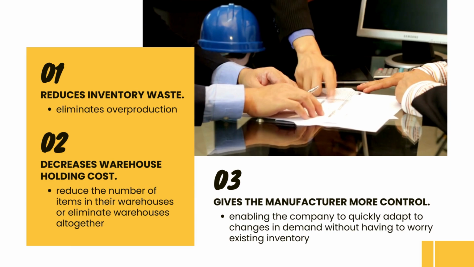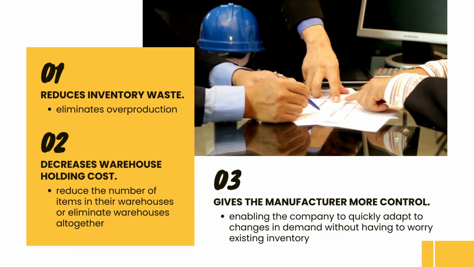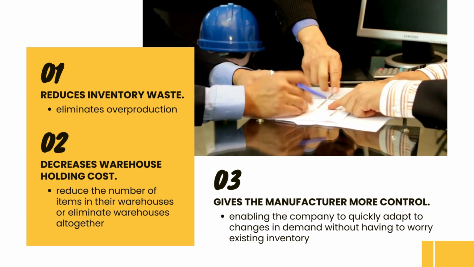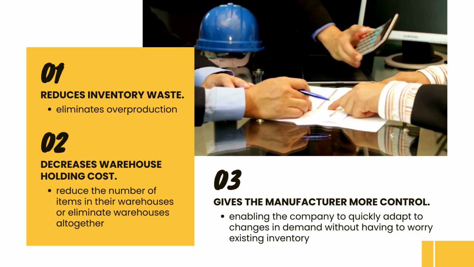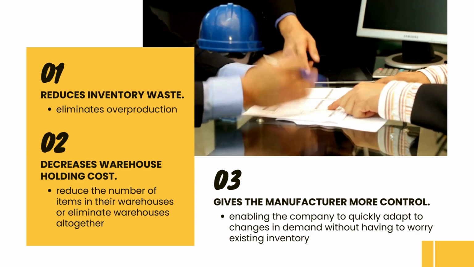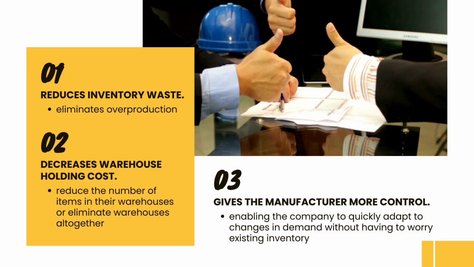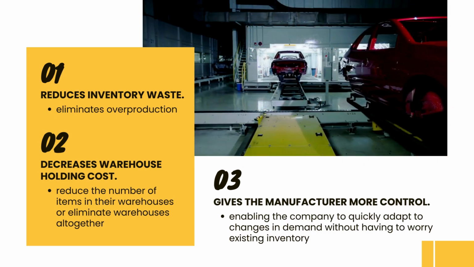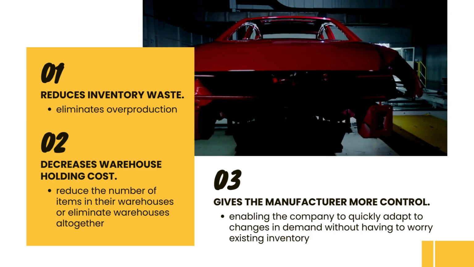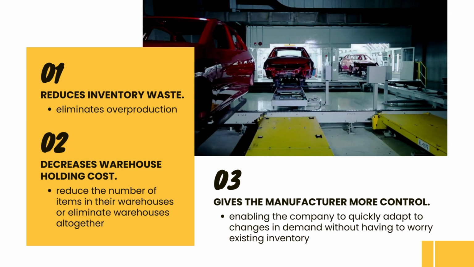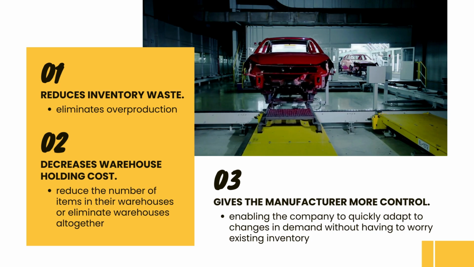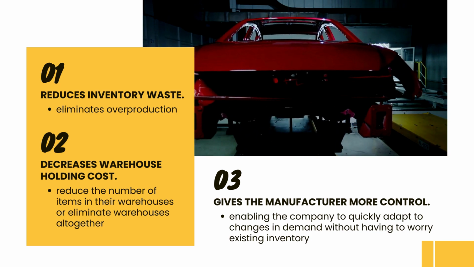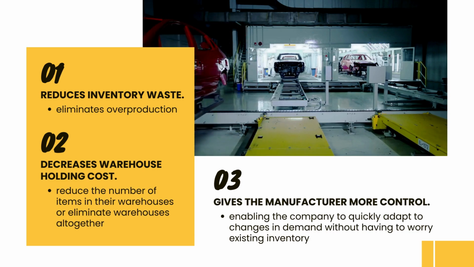Third, it gives the manufacturer more control. In a JIT model, the manufacturer has complete control over the manufacturing process, which works on a demand pool basis. So itong demand pool basis, ito yung tulad ng ginagawa ng Toyota na hindi sila bumibili ng raw materials hanggat wala namang order para dito. So this allows a company to keep minimal inventory, thereby reducing its costs and enabling it to quickly adapt to changes in demand without having to worry about existing inventory.